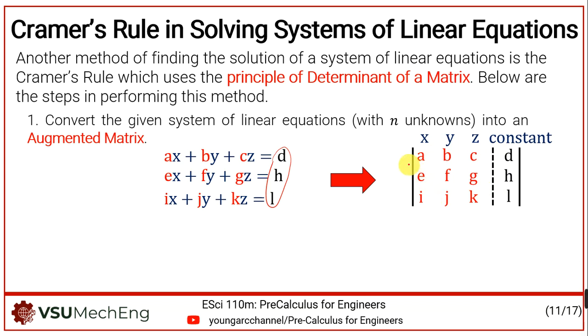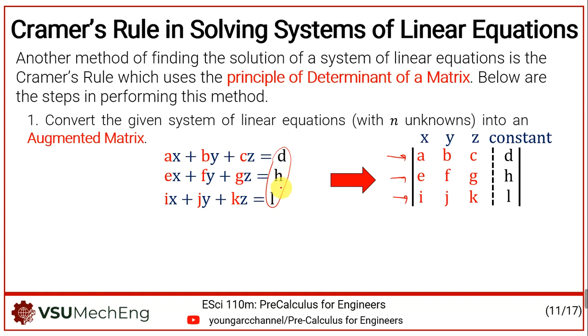To generate this matrix, you need the rows and the columns. These are our rows: row 1, row 2, row 3, and these are our columns: column 1 for x, column 2 for y, column 3 for z, and column 4 for the constant. For column 1, you're going to list all the coefficients of the term x from equation 1 until equation 3, because this is 3 equations with 3 unknowns. So Cramer's rule can be applied.